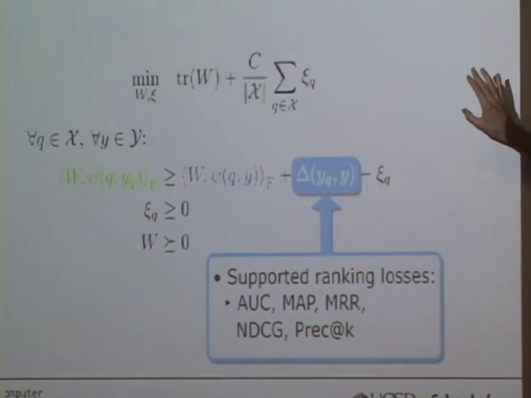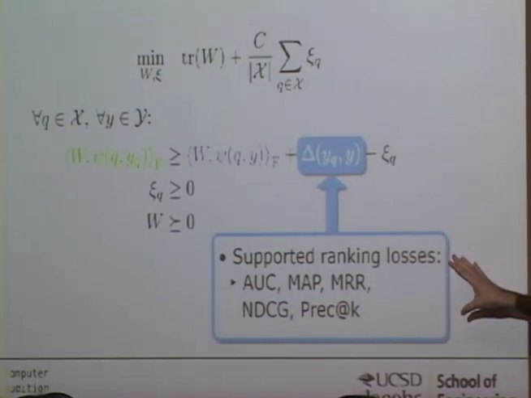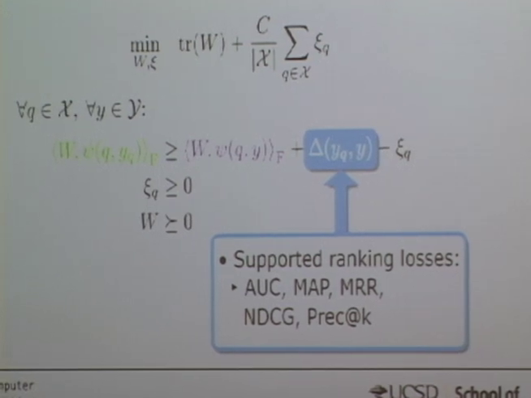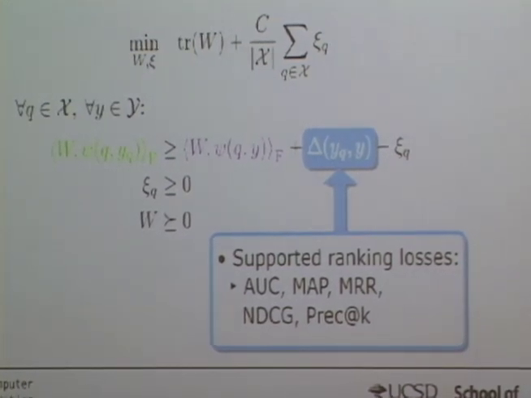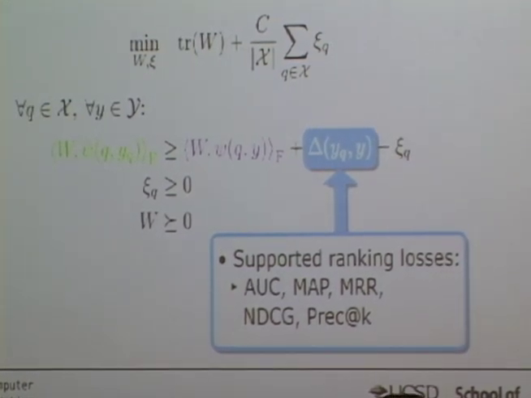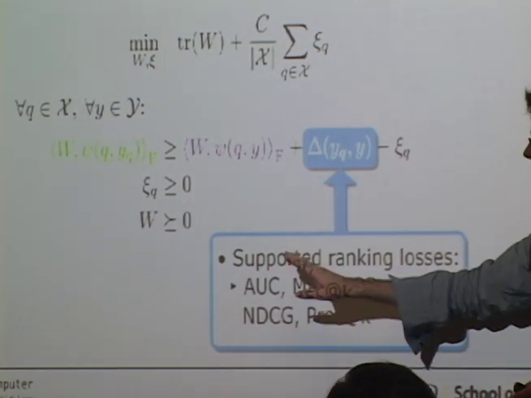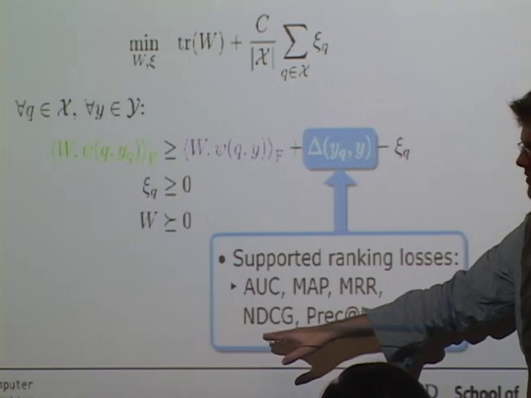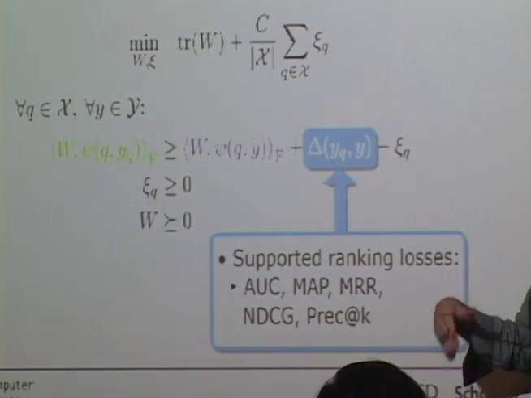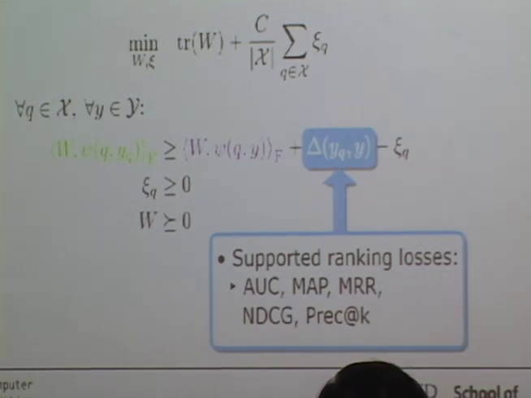The only thing I want to say is that it actually allows us to optimize rankings according to a whole suite of typical ranking loss functions that are used in information retrieval. Not only area under the curve, but also things like MAP, NDCG, which a lot of search engines try to optimize, precision at K, etc. So that's one of the nice things.